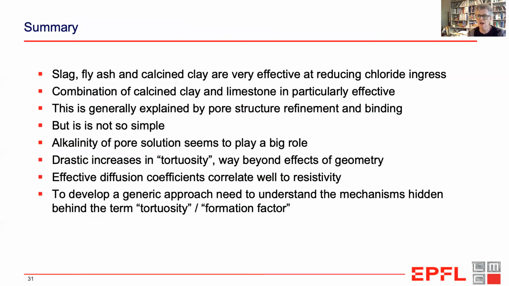So to summarize, I think I want to underline that in the case of chloride diffusion, all SCMs are very effective at reducing chloride ingress. This combination of calcined clay and limestone, which we call LC3, is particularly effective. And this is generally explained in terms of pore structure refinement and binding. But in fact, it's not so simple. We see that the alkalinity of the pore solution plays a big role. And then we see that there's this vague term tortuosity. But what we call tortuosity is much more than just a simple geometric change in the pathway in the pores.